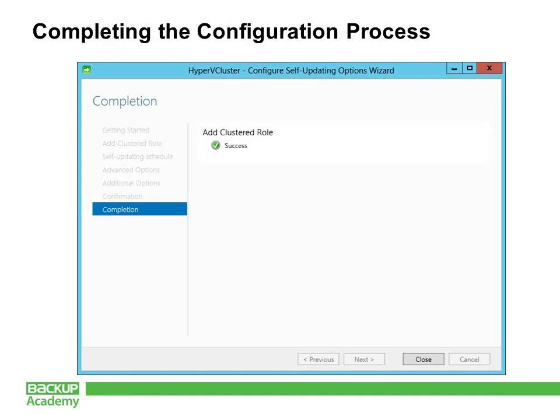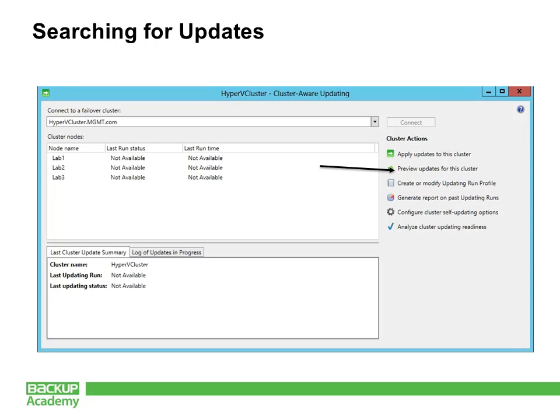So once you work through all of the screens on the wizard, you should see a screen like this indicating that the configuration was successful. Once you get to that point, you can click Close. And then we're brought back to the main cluster-aware updating screen. Now, once you get back to this point, it's a good idea to see what updates are available. And you can do that by clicking on the Preview Updates for this cluster option, which the arrow is pointing to.